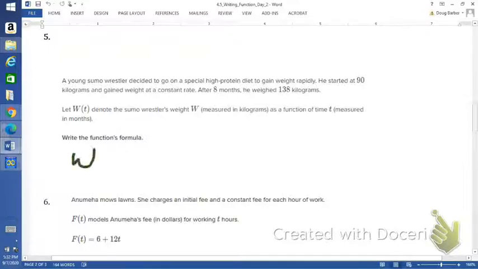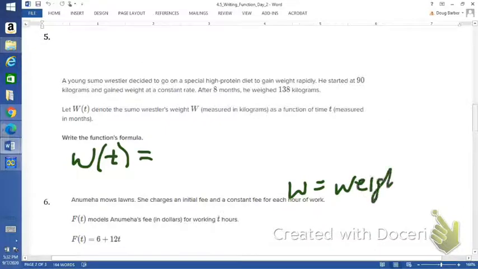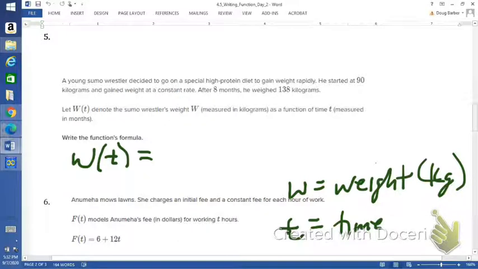Alright, so it tells us how to start it. W of T equals. Alright, so we know that W is the weight, and that's in kilograms, and we know T equals time in months.